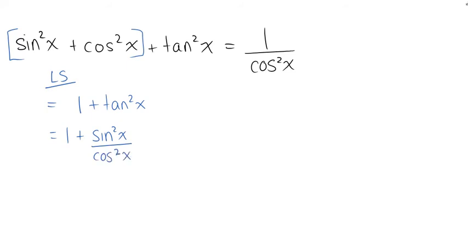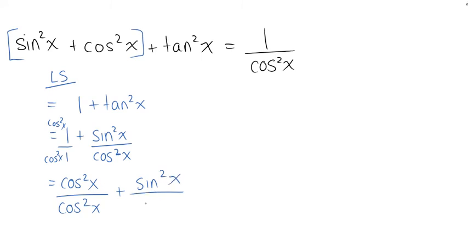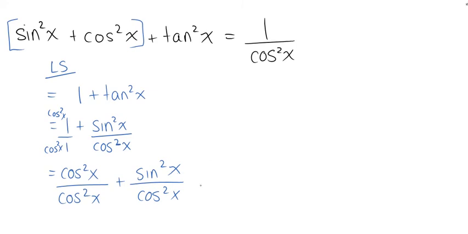Totally getting somewhere, because now I have a cos squared on the bottom, which is what I have on the right side. So anytime I see two things, like a fraction and a whole number, I think to myself, why not make a common denominator? So I've got to multiply this fraction by cos squared x, top and bottom. Cos squared x over cos squared x plus sine squared x over cos squared x. And if I combine my fractions, I get cos squared x plus sine squared x over cos squared x.